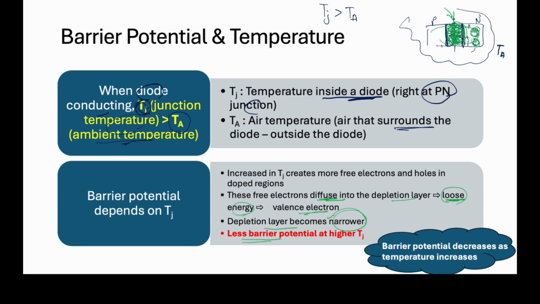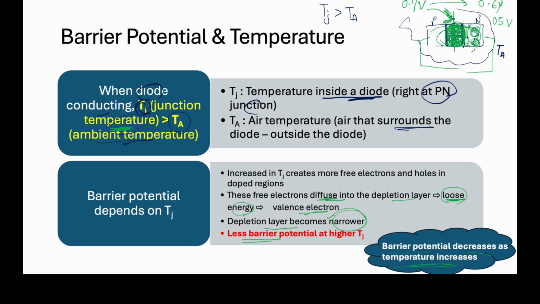So we can see here what will happen when we increase the temperature. Instead of 0.7 volts, your value of barrier potential at the beginning, it will reduce to perhaps 0.6, 0.5 volts. It will reduce the value of the barrier potential because of the increase of the temperature. So the barrier potential decreases as the temperature increases.